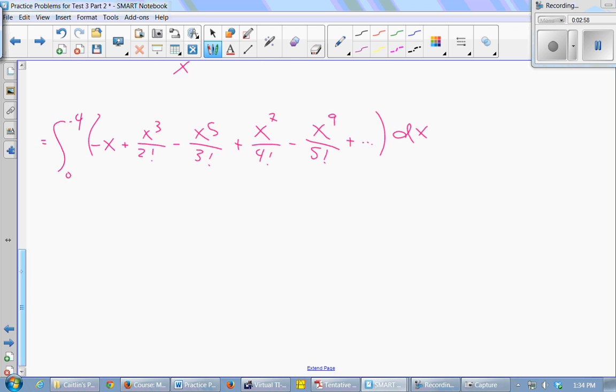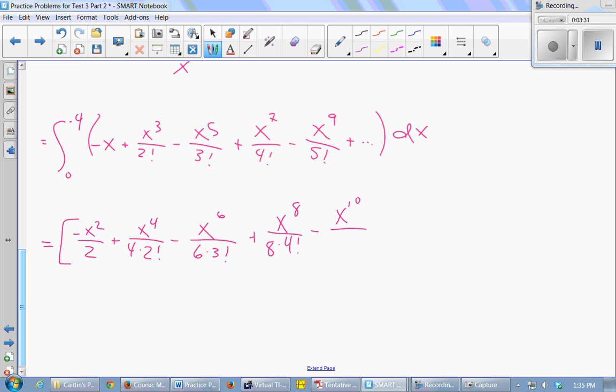So I'm supposed to take the antiderivative of this, then plug in 0.4, then plug in 0, and subtract. So the antiderivative of that polynomial, you just use the power rule. So this will become negative x squared over 2 plus x to the 4th over 4 times 2 factorial minus x to the 6th over 6 times 3 factorial plus x to the 8th over 8 times 4 factorial minus x to the 10th over 10 times 5 factorial. And I have to evaluate that from 0 to 0.4.